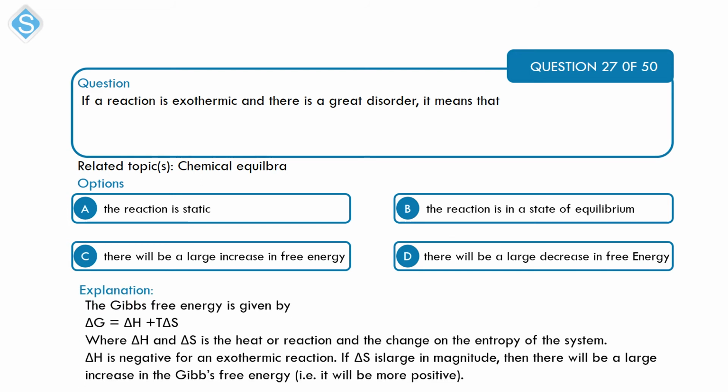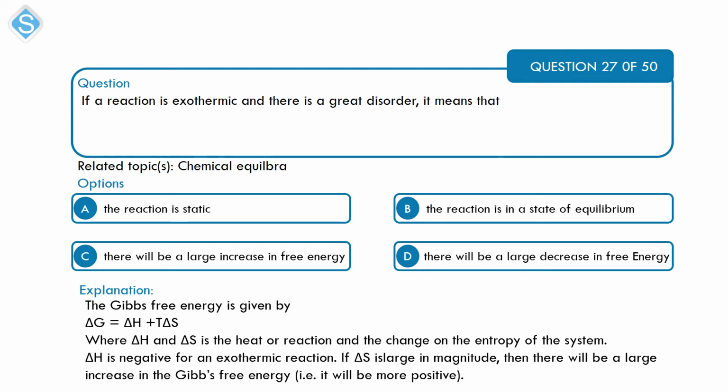Okay, so the Gibbs free energy is given as delta G, that's the Gibbs free energy, equals delta H, which is your enthalpy change, plus T, the temperature, and delta S, which is the entropy. Now, delta H is negative here because the reaction is exothermic. So in an exothermic reaction, delta H is negative, while in an endothermic reaction, it is positive.